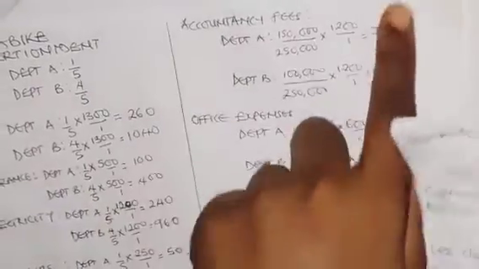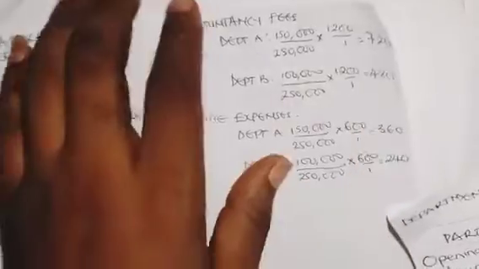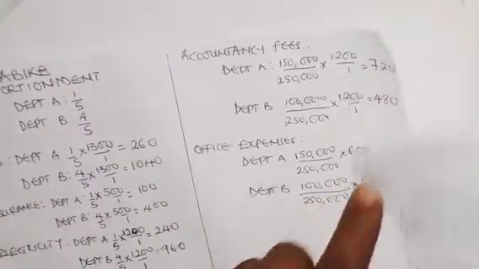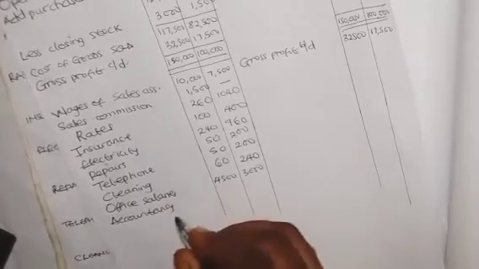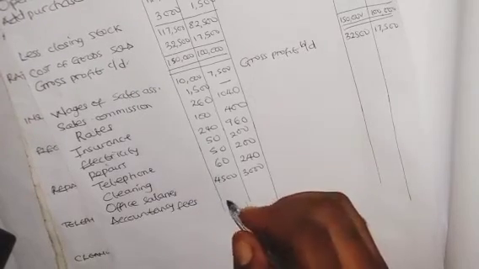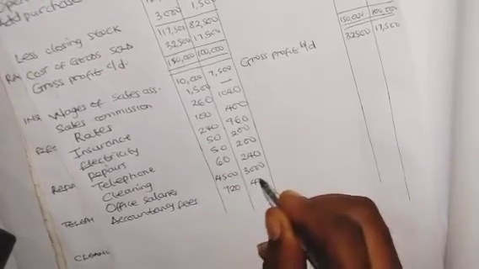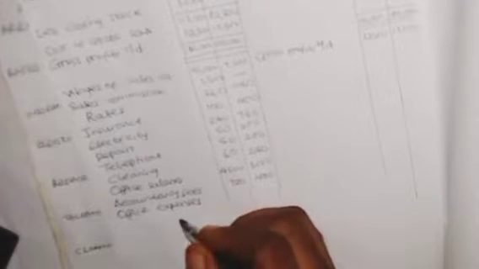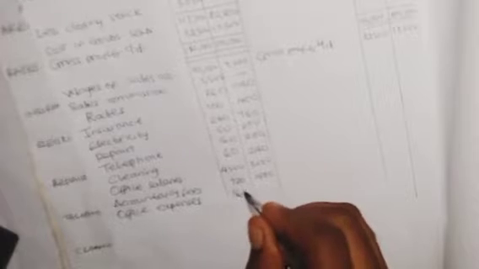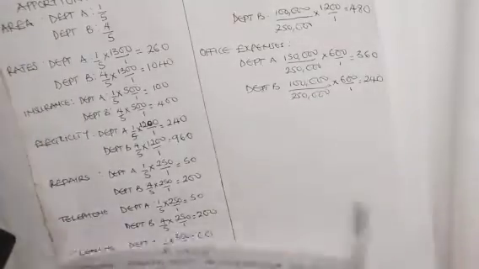The next one, accountancy fees. Department A 720, department B 480. The next one, office expenses. Department A 360, department B 240. That's all for the expenses.